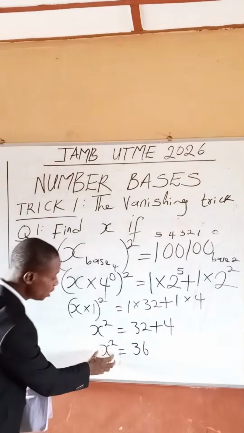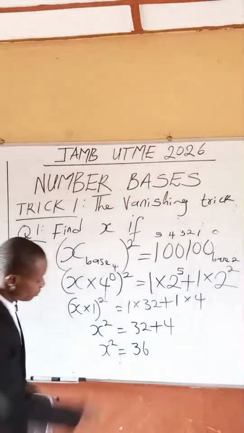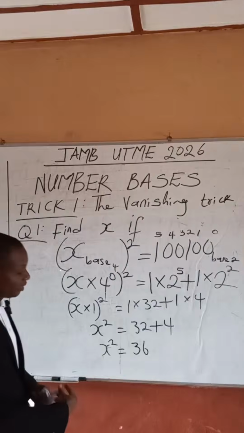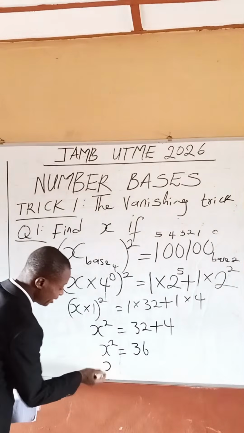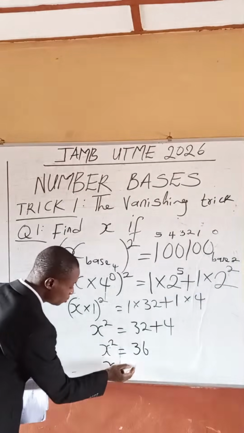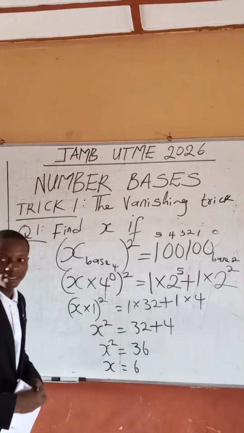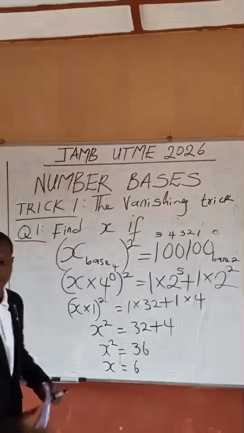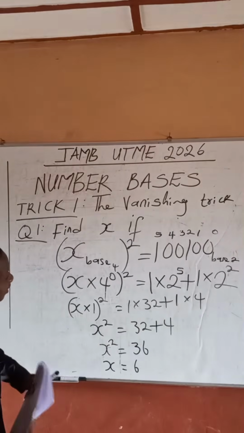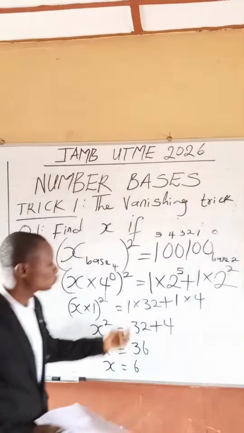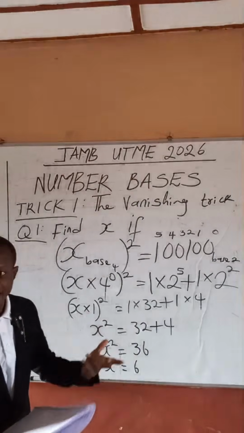Yes, because the square of x is 36, and both of them are perfect squares, right? So the answer will be x equals 6. That is the solution to this question. I do hope it is well understood. You can see that we have used the vanishing method to simplify our work and save our time.